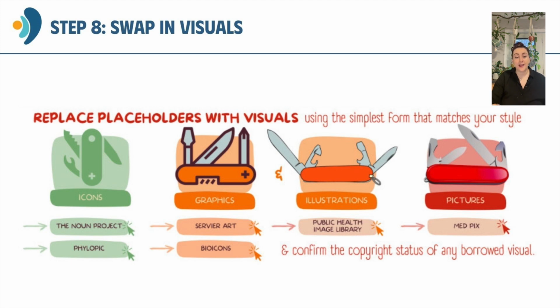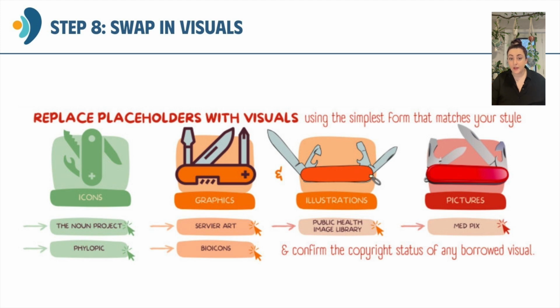So now that you have a style and you have a color palette and you know which fonts you're using and you've already laid out your content, the next step is to actually swap in visuals for those placeholders. Whether you're illustrating components yourself or using a drag and drop platform, you want to go for the simplest type of image that matches the style of your illustration. For example, here, we're talking about icons as one color, 2-dimensional types of line drawings. These are some resources that you can visit to access free icons, including the Noun Project or Philoptic.